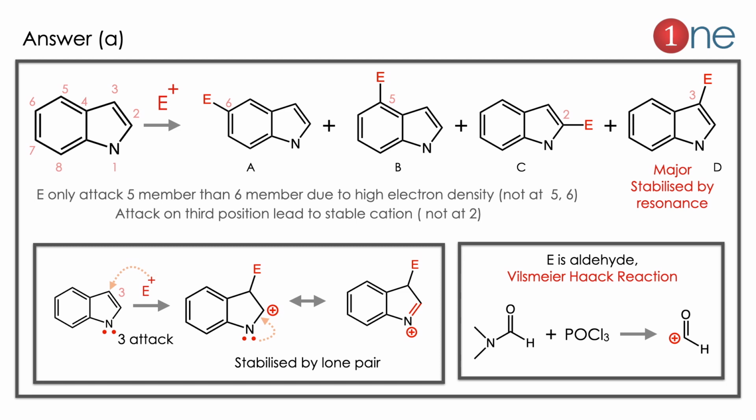Then let us see the reagent. The reagent is very interesting. The reagent is the Vilsmeier-Haack reagent. It is dimethylformamide and POCl3 that are used. You will end up with an aldehyde. So the aldehyde group attached at the third position is the answer. So the answer is A.